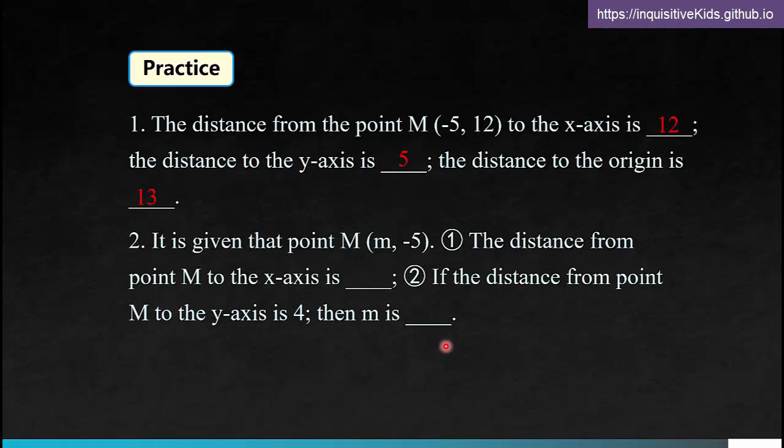So Pythagorean theorem. It is given that point M has the coordinates (m, -5). The distance from point M to the x-axis is, you take the absolute value of -5, that would be 5. If the distance from point M to the y-axis is 4, then m would be positive or negative 4.